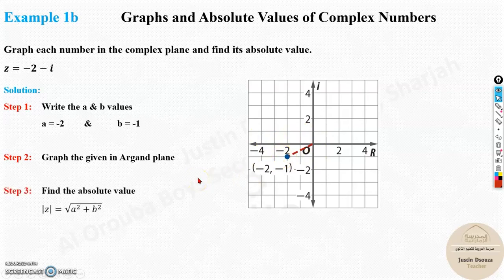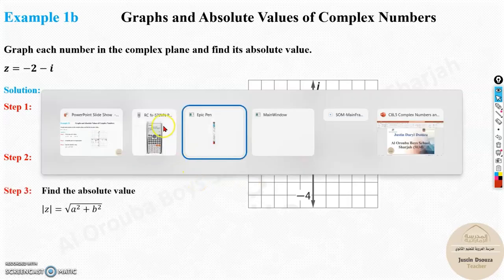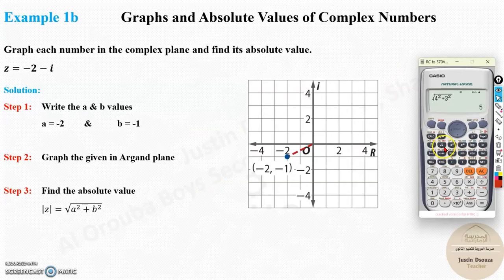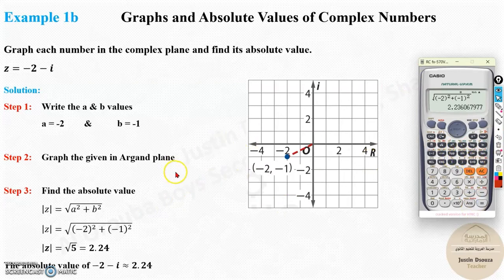Now, again, find the absolute value. Just make sure when you're finding the absolute value, use brackets because there's a negative. So (-2) the whole square plus, again, use a bracket, (-1) the whole square. Okay, this would be square root of 5, that is 2.24 basically. So this is the answer.